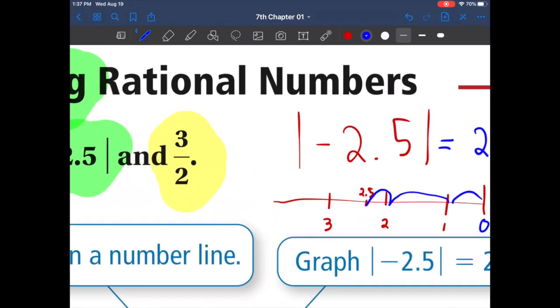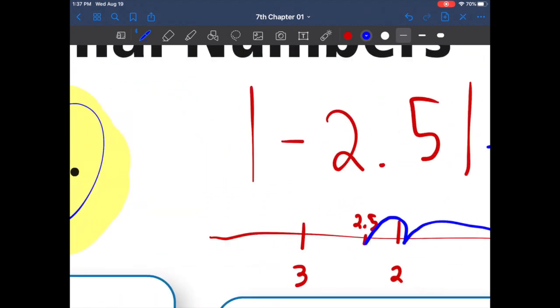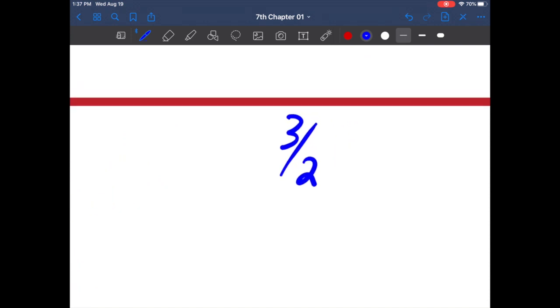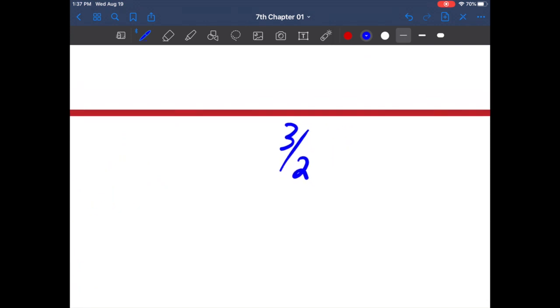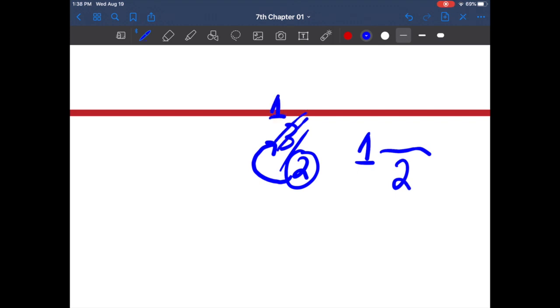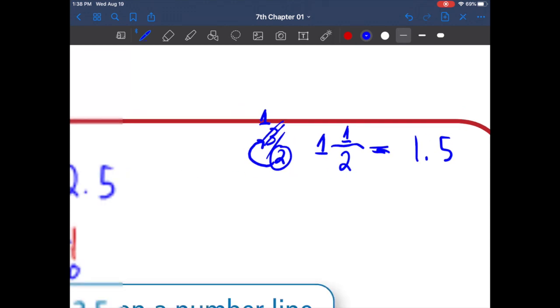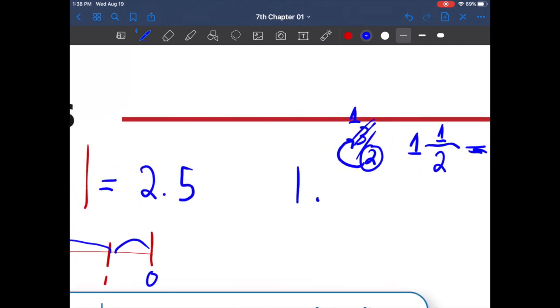Okay, now let's find the absolute value of this 3 over 2. Well, let's turn this into a mixed number. How many times does 2 go into 3? It goes into there one whole time. All right, and what's left over? Remember, our denominator stays the same. What's left over once we take away 2? We have 1 left over. So that's 1 and 1/2. Another way to write 1 and 1/2 is actually 1.5. All right, so now we have 1.5.